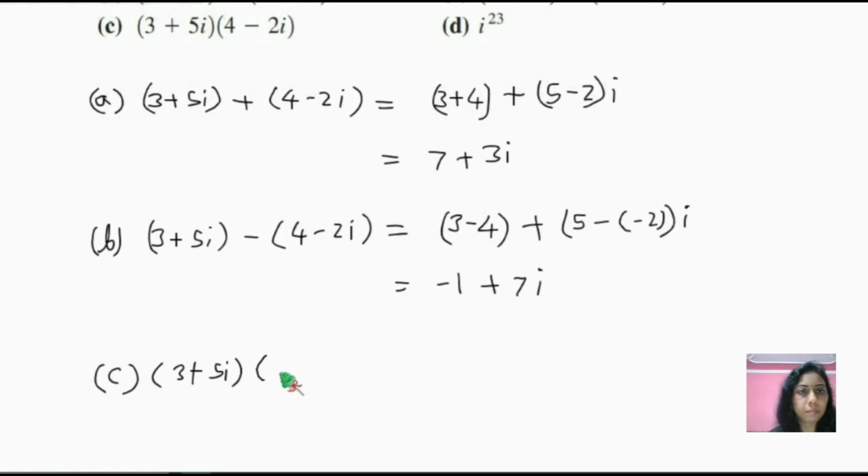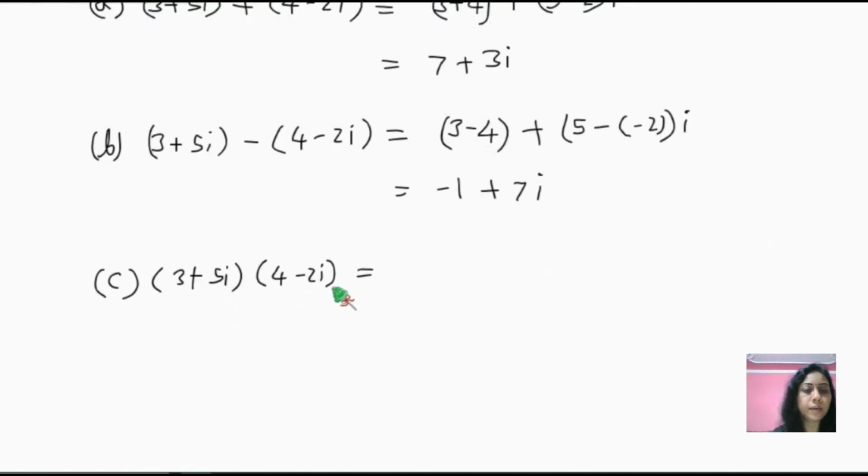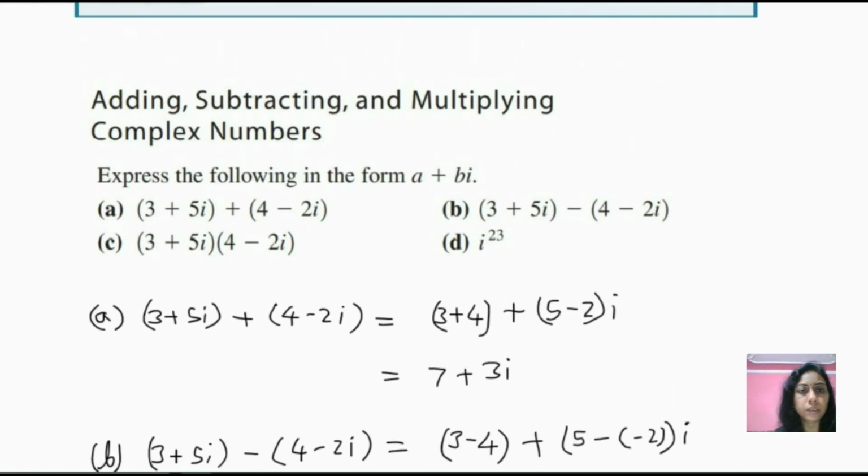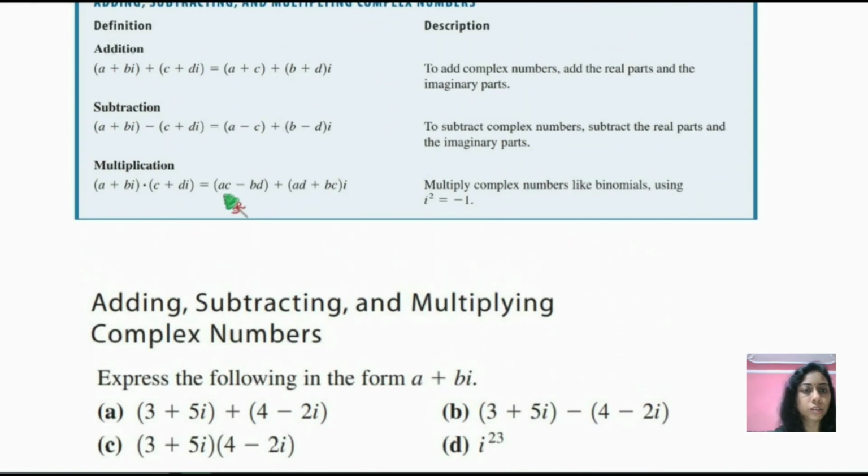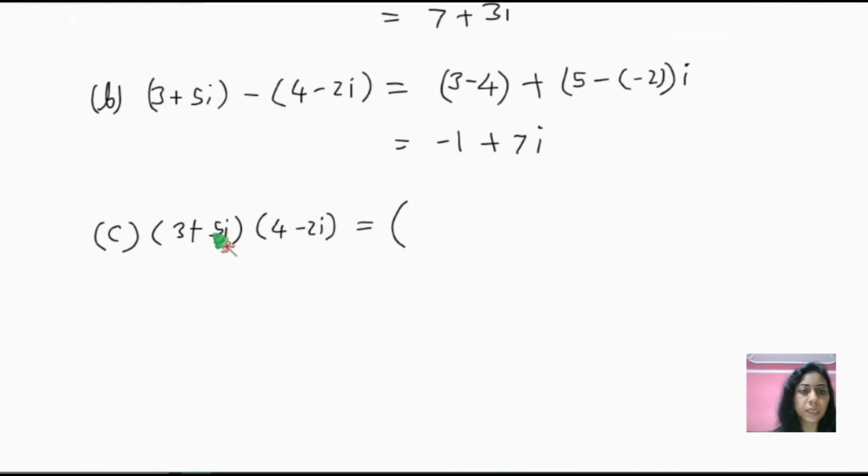Now multiply: 3 plus 5i multiplied by 4 minus 2i equals. When you multiply, you have two ways. Just multiply and show all steps, or if you have learned the formula, you can just write this: ac minus bd, plus ad plus bc i. So here subtract, here add. We can imagine this is a plus bi multiplied by c plus di.